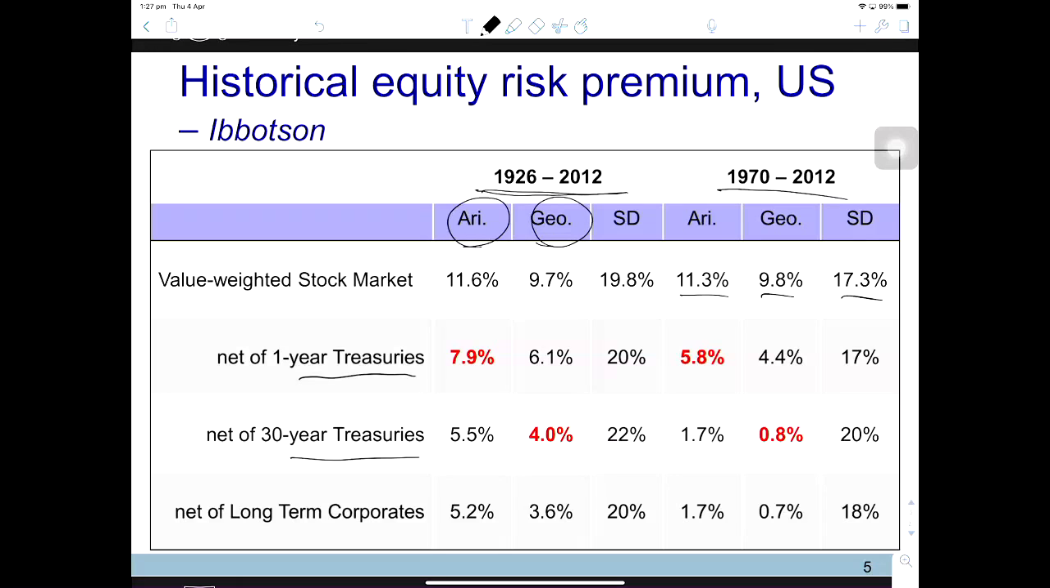less standard deviation, very similar geometric mean of the return from the stock index.